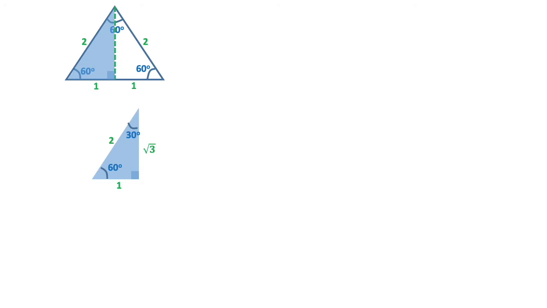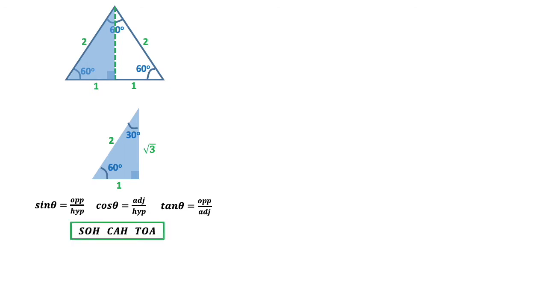If we first of all remember the ratios of sine, cos and tan, sine of an angle, and we'll use theta to represent the angle, so sine theta is equal to the opposite side over the hypotenuse. Cos of theta would be equal to the adjacent side over hypotenuse, and the tan of the angle, tan theta, would be opposite over adjacent. Some people like to remember this as SOHCAHTOA, as a way of remembering the ratios for our trig functions.